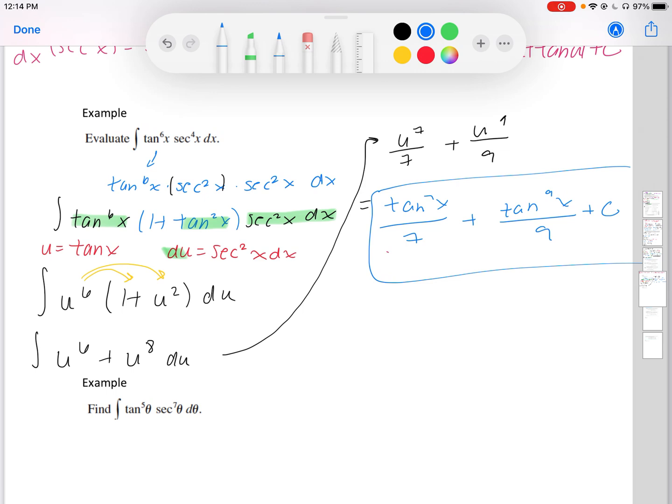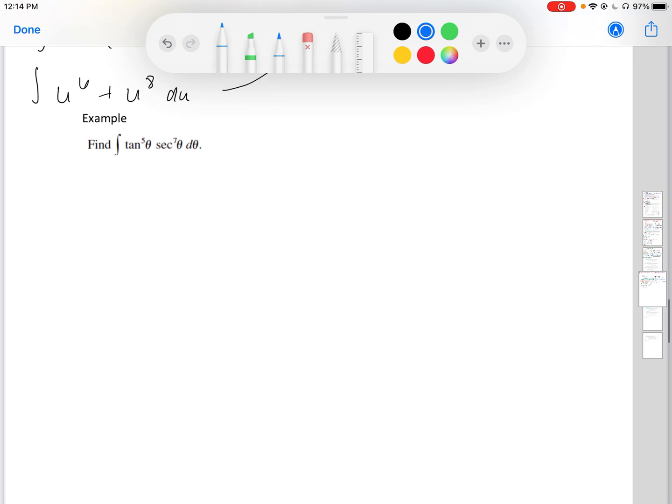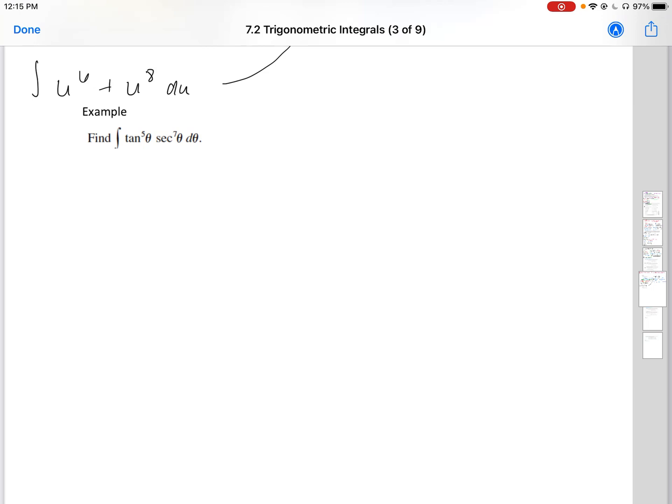Okay. Let's do another. Now we have: find the integral of tangent to the 5th power times secant to the 7th power of theta d theta. Note, because of the odd powers, when we use the Pythagorean identity, we're left with a tangent and a secant. And that works to our advantage because what's the derivative of secant? So let's write that down.